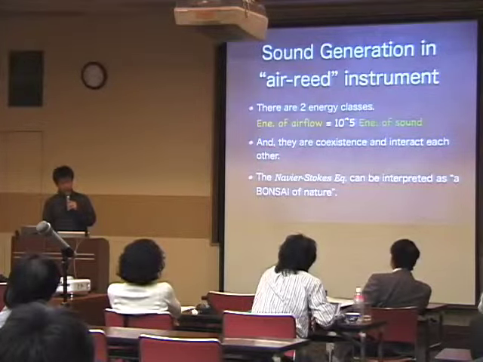The last one is just about interpretation. The work generated by the Navier-Stokes equation can be interpreted as a bonsai of nature, because we think that the system described by the Navier-Stokes equation includes endo-exo-cyclation in itself.